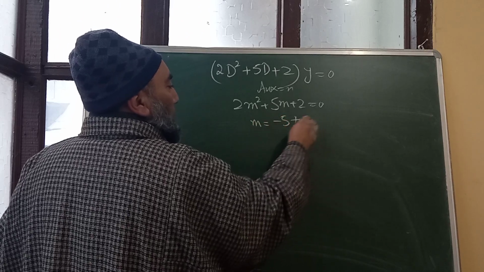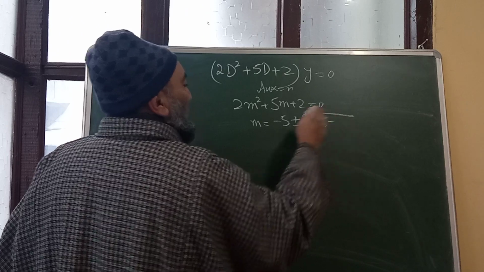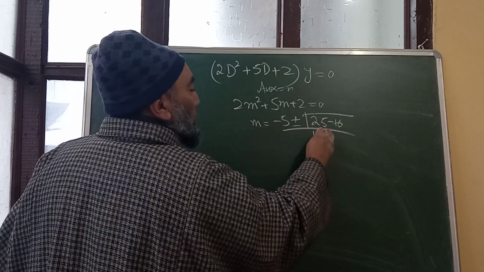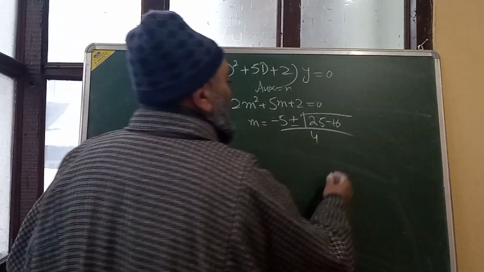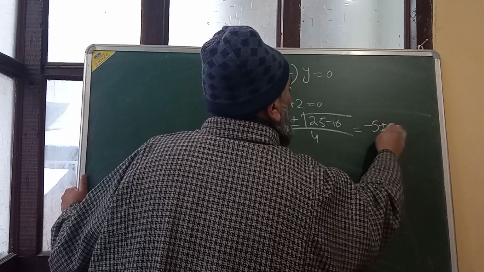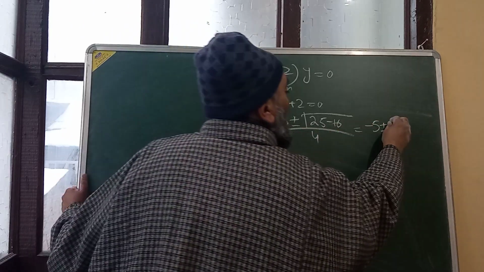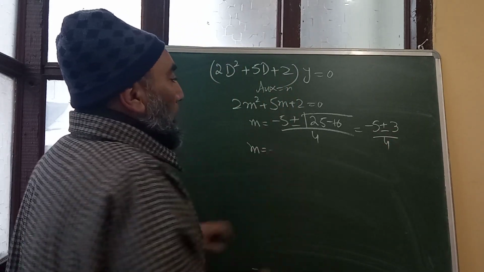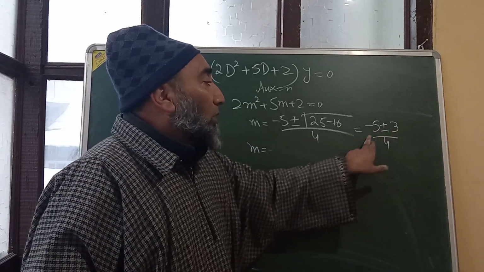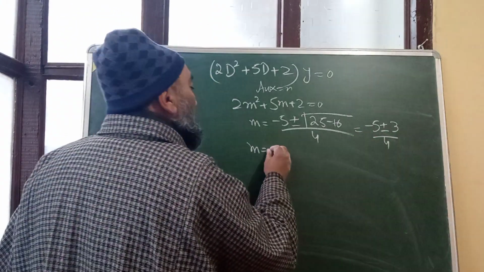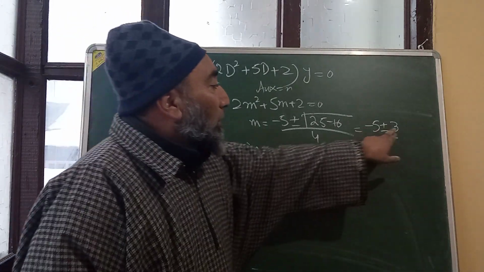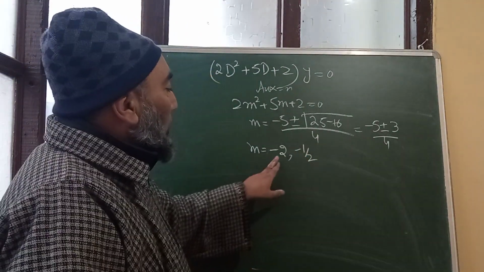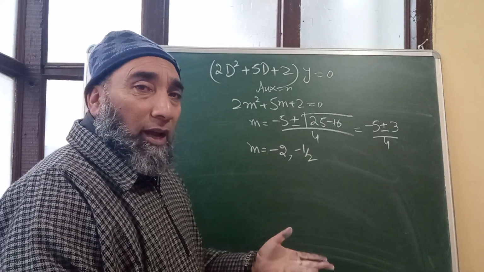Minus b plus minus under root of b² minus 4ac by 2a, 4 into 2 into 2 is 16. So this is minus 5 plus minus under root of 9, which is 3, by 4. So your m's are minus 5 minus 3, it is minus 8. Minus 8 by 4 is minus 2. And then minus 5 plus 3, it is minus 2. Minus 2 by 4 is minus half. So your roots are minus 2 and minus half. Roots are different and real.